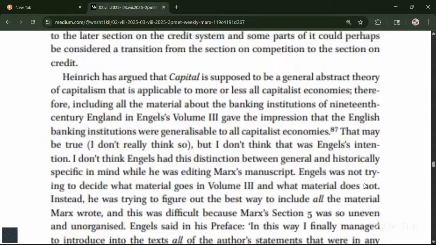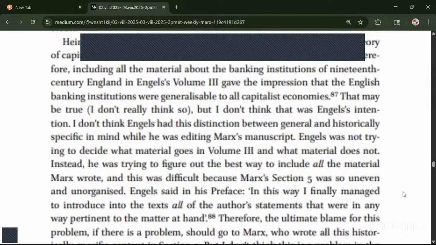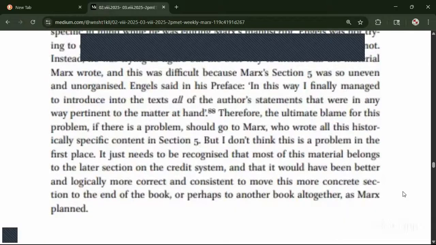Moseley doesn't think that Engels had this distinction between general and historically specific in mind when he was editing Marx's manuscript. Engels was not trying to decide what material goes in Volume 3 and what material does not. Instead, Engels was trying to figure out the best way to include all the material Marx wrote, and this was difficult because Marx's Section 5 was so uneven and unorganized. Engels said in his preface, quote, "In this way, I finally managed to introduce into the text all of the author's statements that were in any way pertinent to the matter at hand," close quote.